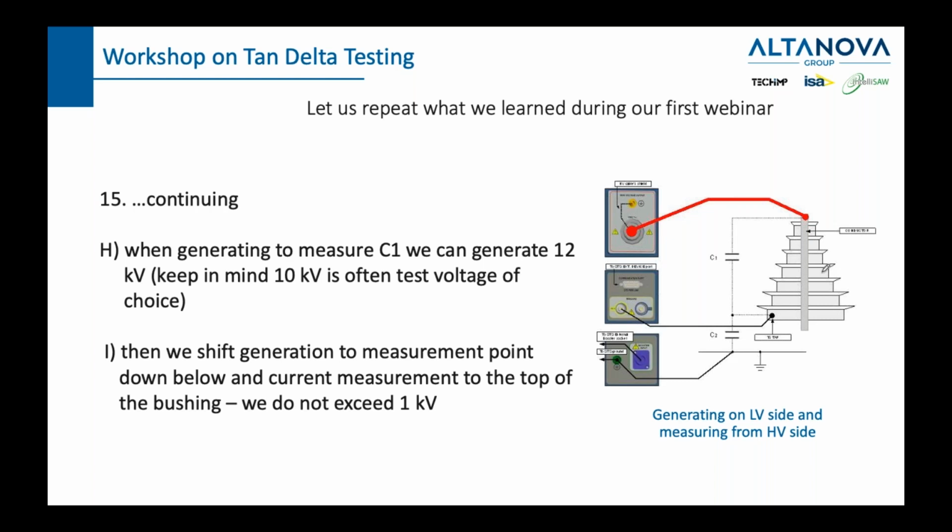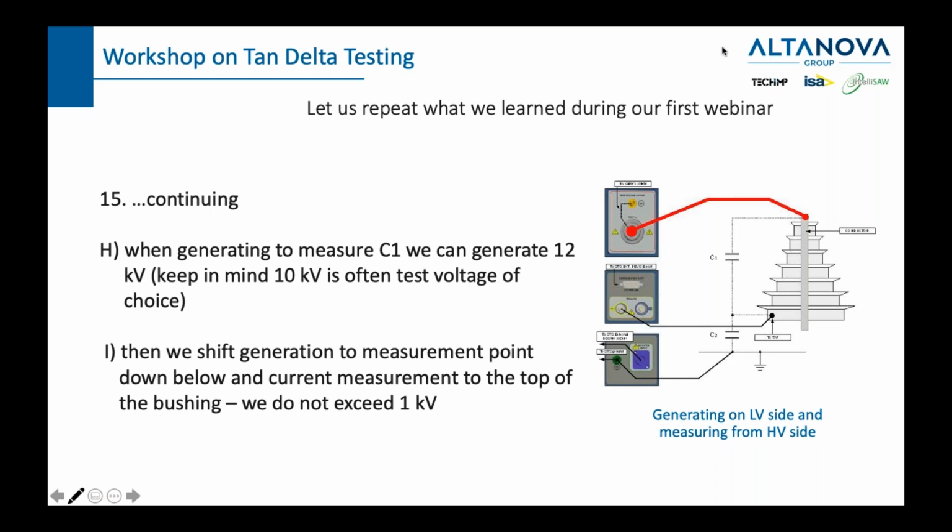On a bushing, you have 2 capacitances to measure. One is C1 and the other one is, of course, C2. C1 is the capacitance of all the capacitive plates inside, basically from the top until the tap. The tap is the test tap, and the test tap exists mostly on high voltage bushings. If we have low voltage bushings, often we will not find a test tap, but in that case, we can use a hot collar, which helps us do this measurement. And then also we need to measure C2.